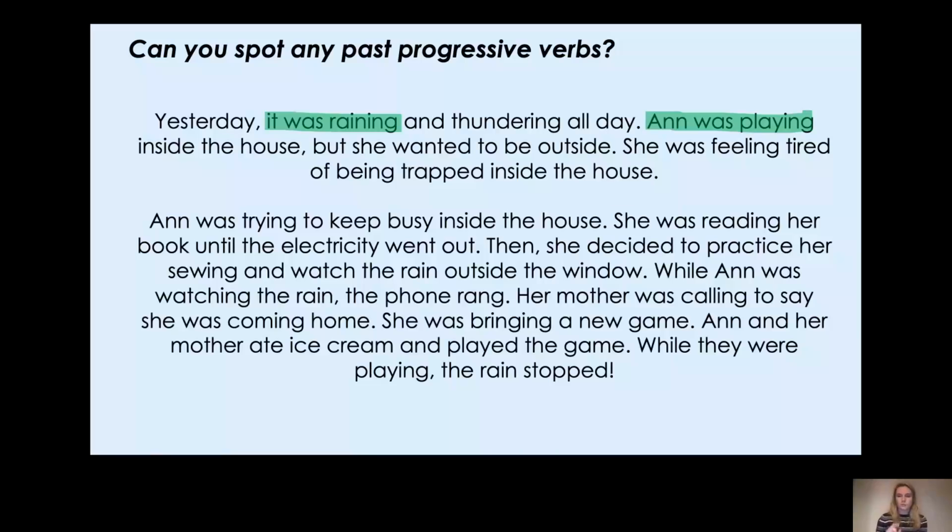It was raining. Anne was playing. She was feeling. There we go. We've got another past progressive verb there. She was feeling. Okay, so I found 3 with you. Now you have another paragraph. I would like to pause the video and see if you can find the other past progressive verbs. Remember, it was raining. Anne was playing. She was feeling. Okay, so pause the video now and see if you can find them for me.